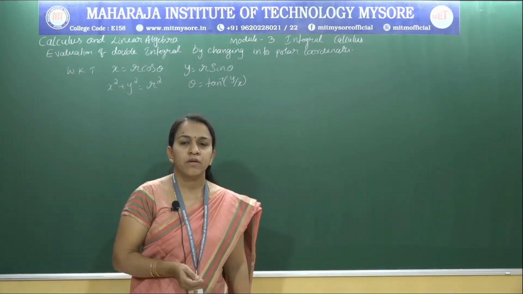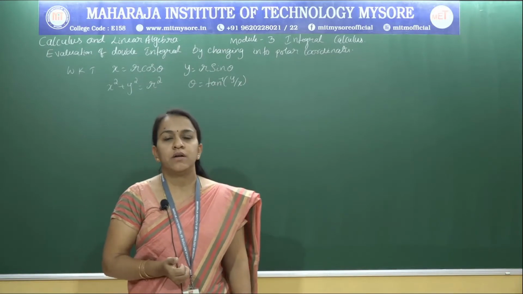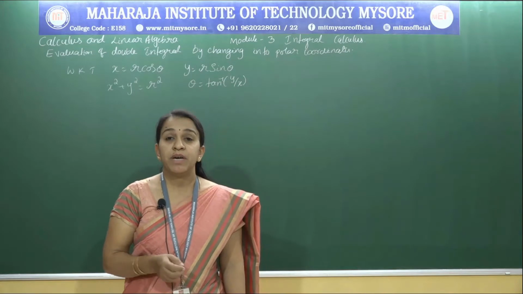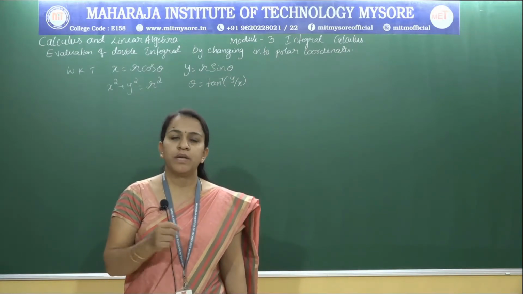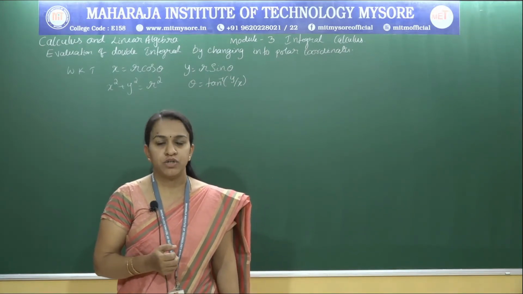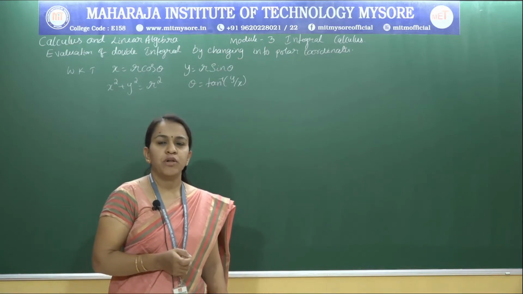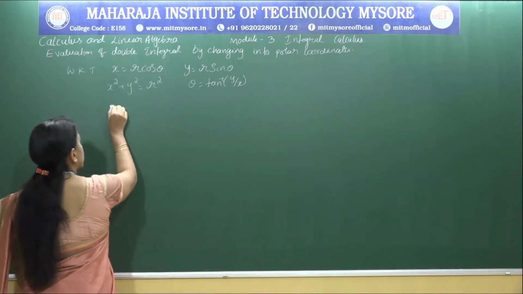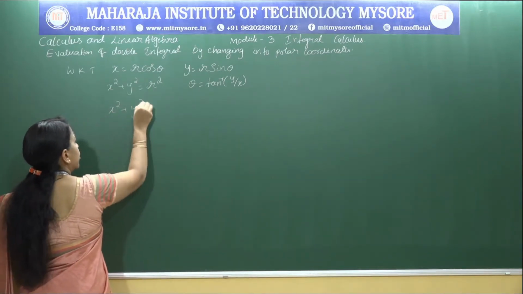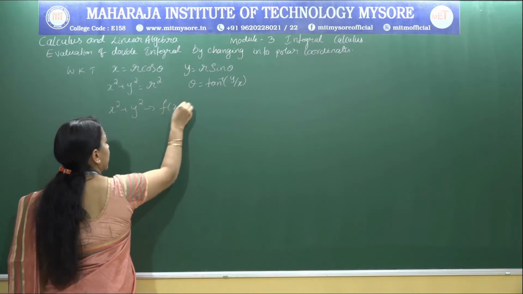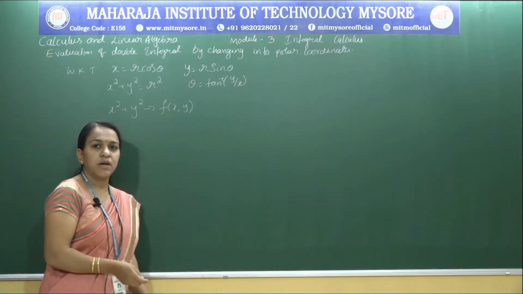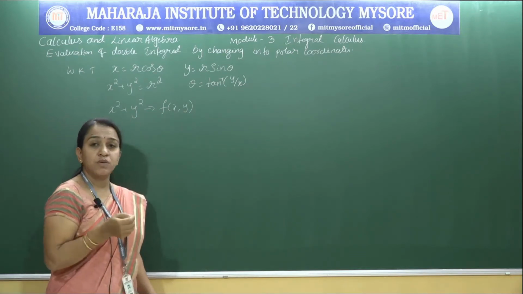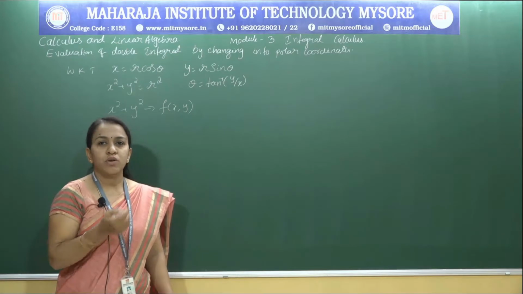Why are we using a polar form, or why are we going to evaluate by changing into polar coordinates, and why not by changing the order of integration? This method is useful if we have terms like x square plus y square in the function f of x comma y. In place of the function of x comma y, if we have terms of the form x square plus y square, we are going to use this method.